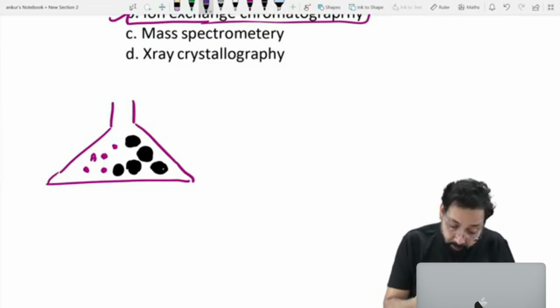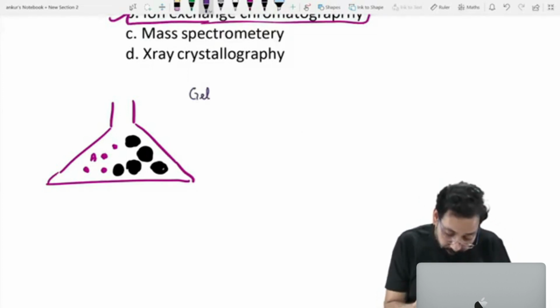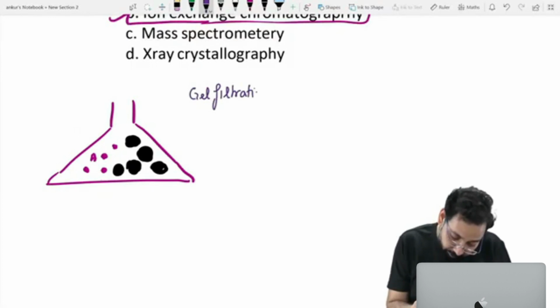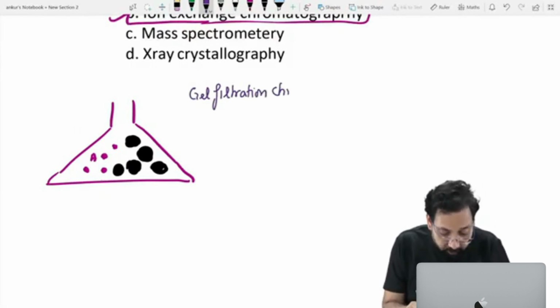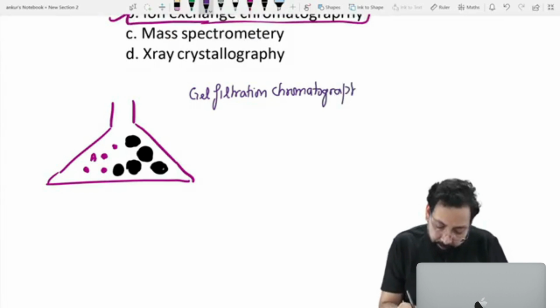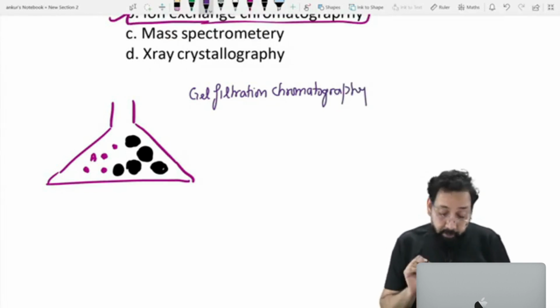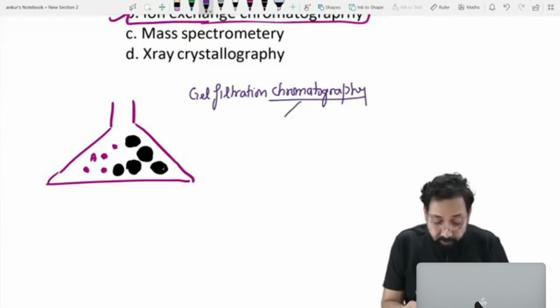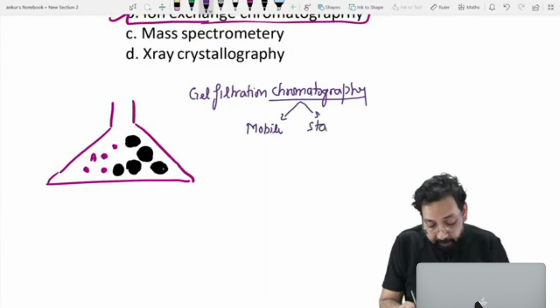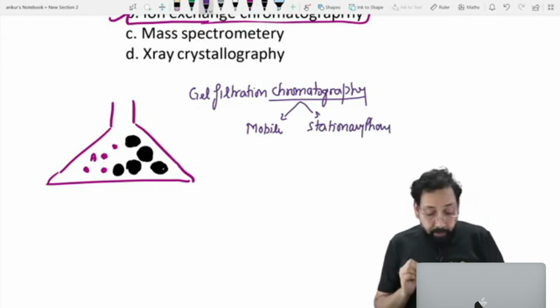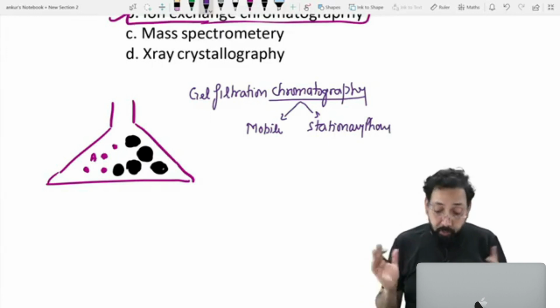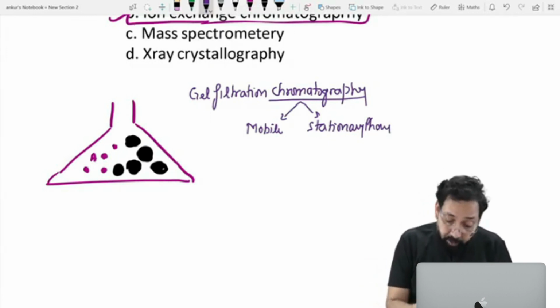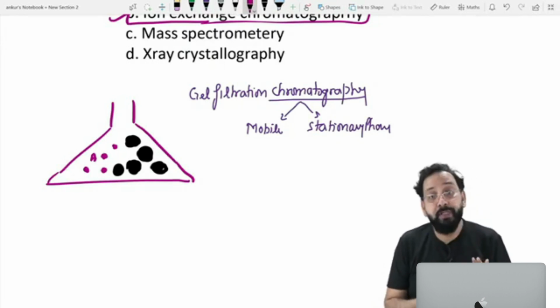Then I did gel filtration chromatography. What is the name of this technique? Gel filtration chromatography. Don't worry, I will tell you very nicely. Whenever you find the word chromatography, you will say there are two phases. One is the mobile phase, the second is the stationary phase. Mobile phase is moving, stationary phase is not moving. This solution, which is made up of two types of protein, is the mobile phase.